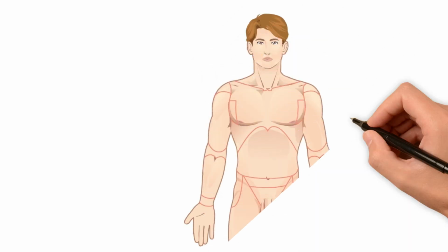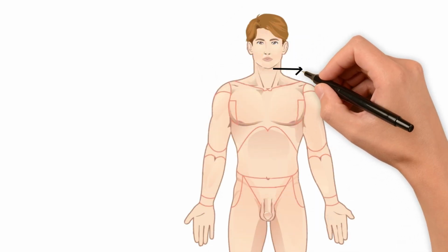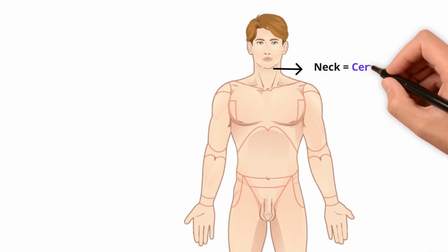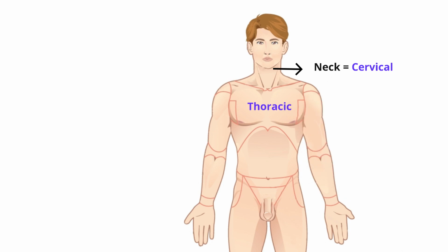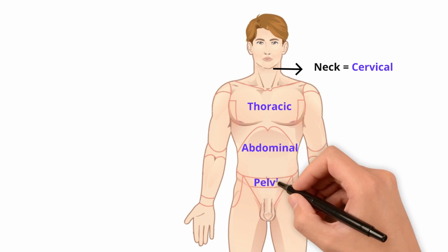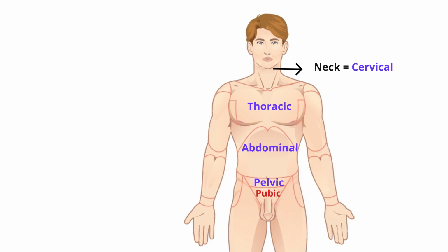Next, let's turn our attention to the trunk, which can be divided into several major regions. The cervical region refers to the neck, which connects the head to the torso. The thoracic region refers to the chest area, which contains the heart and lungs, and is bordered by the ribcage. The abdominal region is located below the thoracic region, containing the digestive organs like the stomach and intestines. Finally, the pelvic region is found below the abdominal region, housing organs like the bladder, reproductive organs, and parts of the intestines.